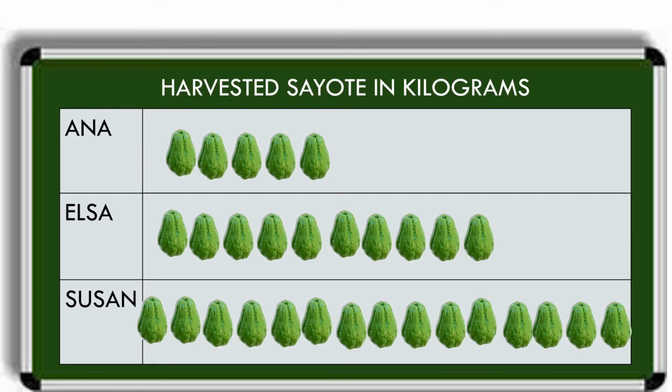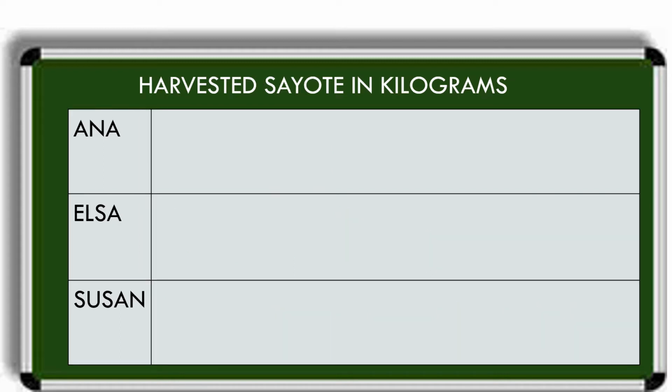Let's try to study the pictograph and solve the problem using the data presented in a pictograph without scales. How many kilos of sayote were harvested by Anna? Anna harvested 5 kilos of sayote. How did we do that? We counted the sayote one by one.